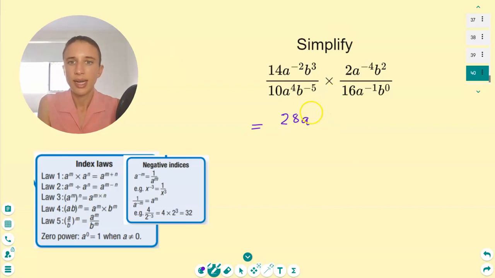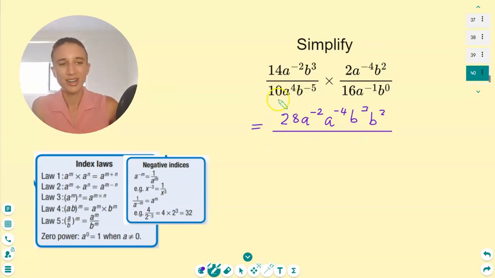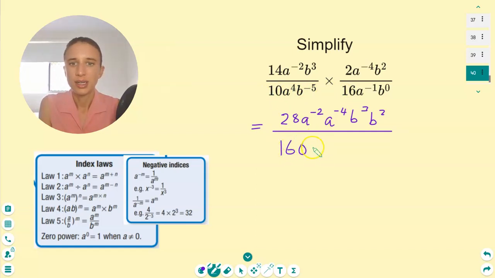Then we've got a to the negative 2. Let's just rewrite them all next to each other. A to the negative 4, b to the 3, b to the 2. Just writing them all next to each other. And then we've got normal on the denominator, 10 times 16, 160. A to the 4, write the a's next to each other, and write the b's next to each other. And then I can see here, b to the 0 is just 1, actually, so I don't have to write it.